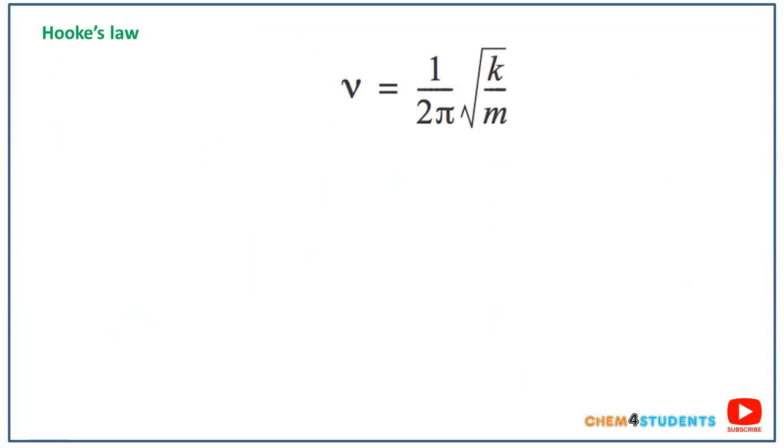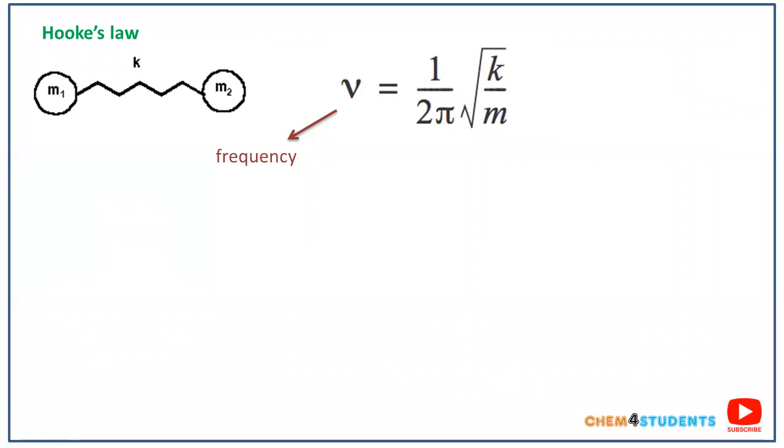V is directly proportional to K and inversely proportional to M. Here V is a frequency and K is force constant or bond strength. So when the force constant or bond strength increases, that means when we are taking a triple bond, we get a higher frequency. When we are taking a single bond, we get a lower frequency. Why? Because the frequency is directly proportional to K.